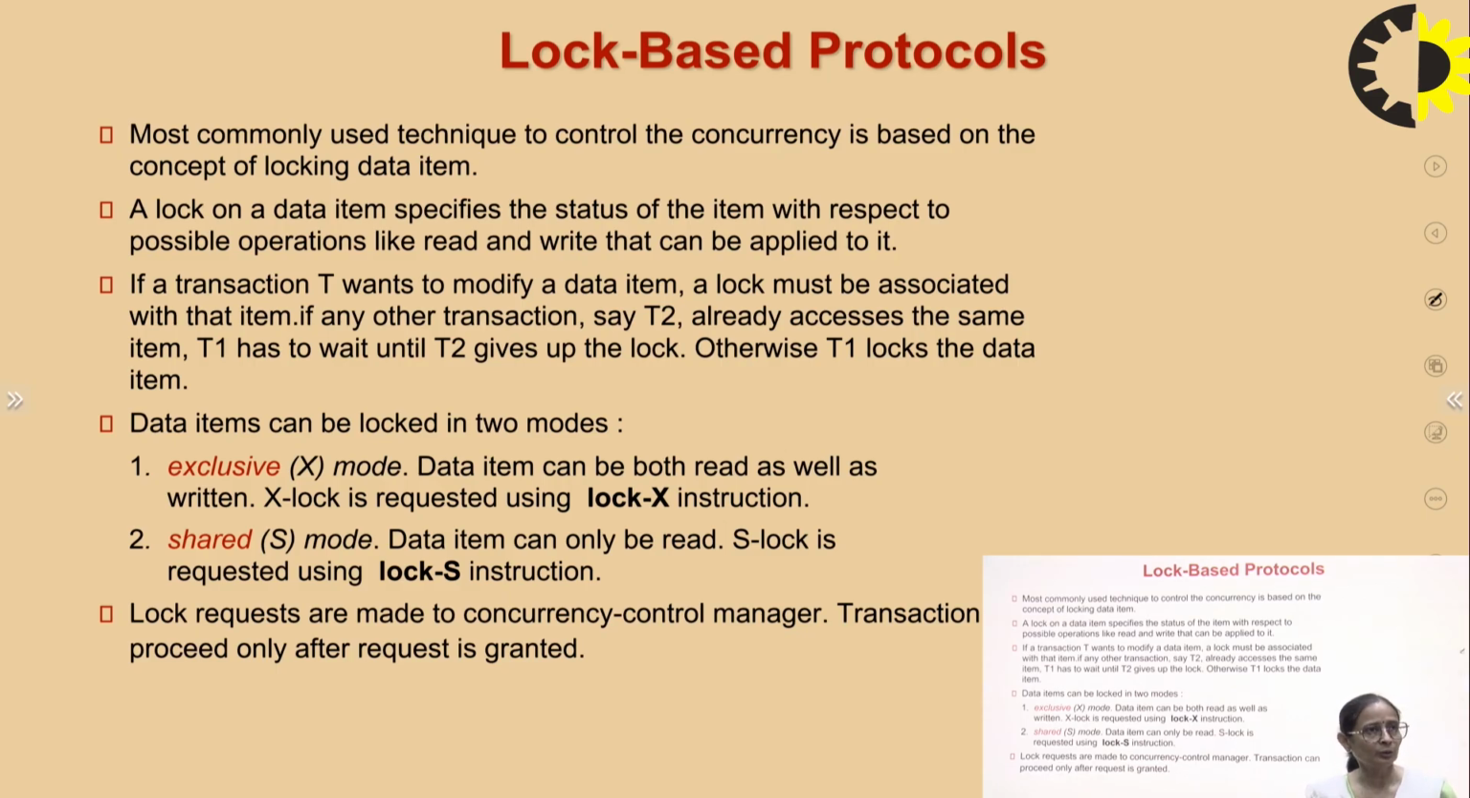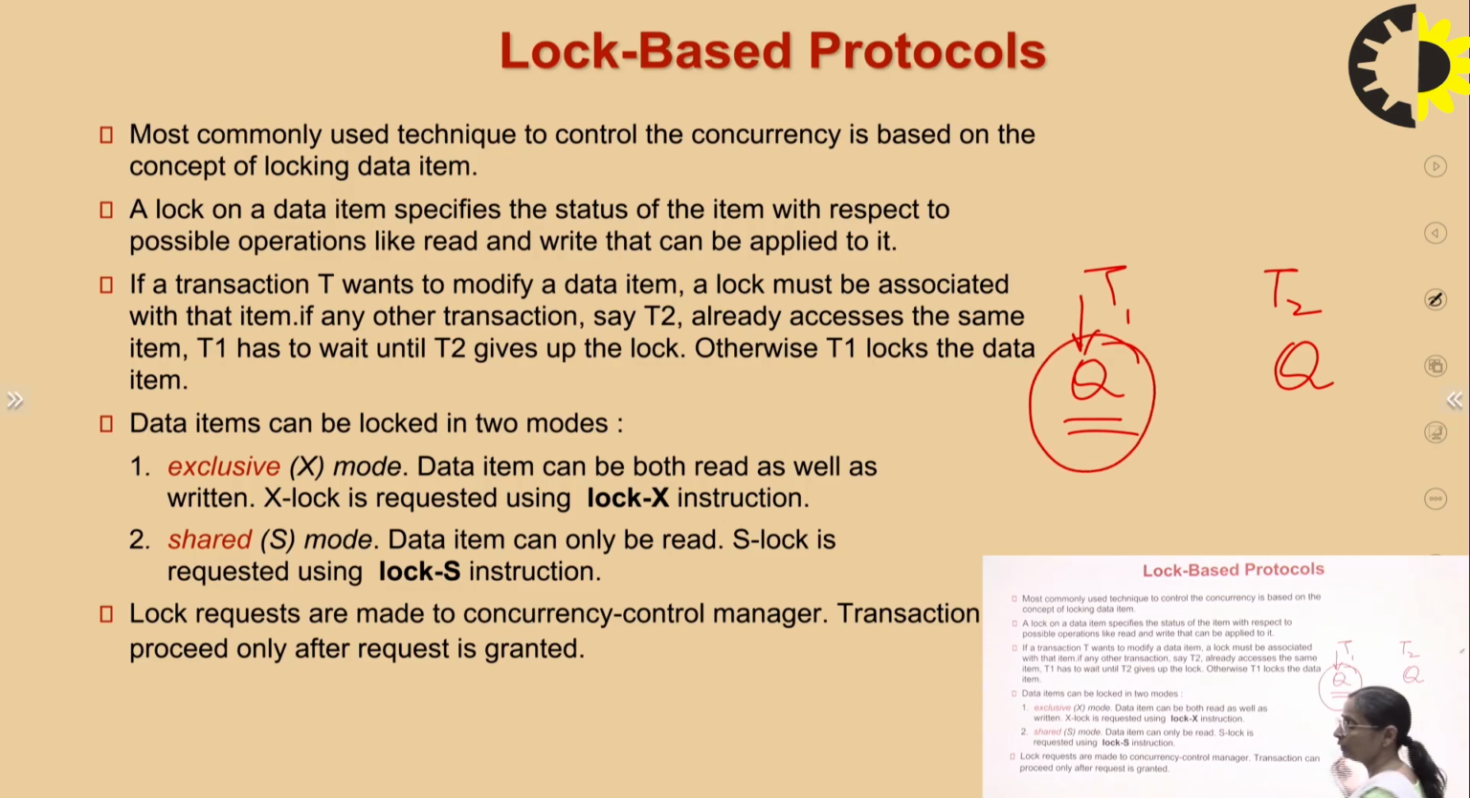Suppose I have two transactions, T1 and T2. T1 wants to work on Q, and T2 also wants to work on Q. In that case, T1 will lock this data item and perform its action on it. Only after its work on the data item is completed does T2 get permission to work on data item Q. So this is the locking protocol.